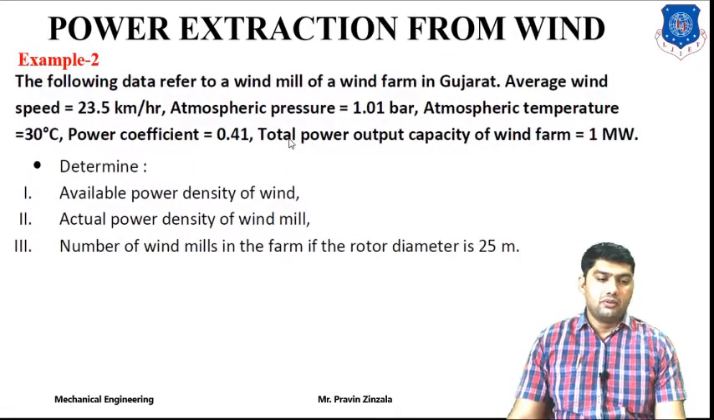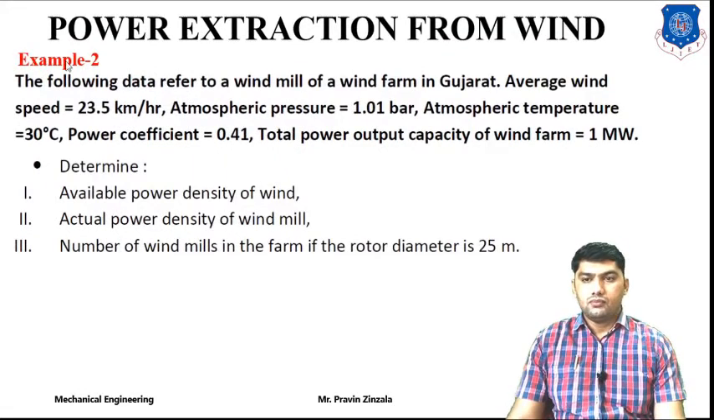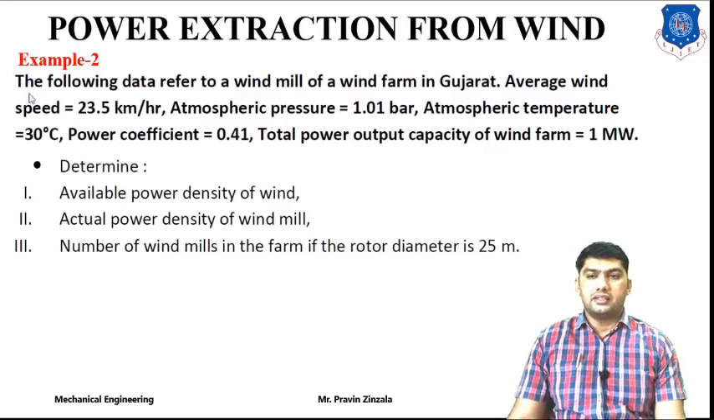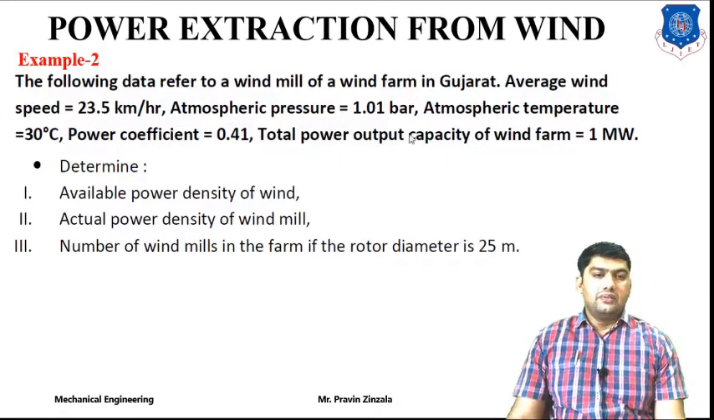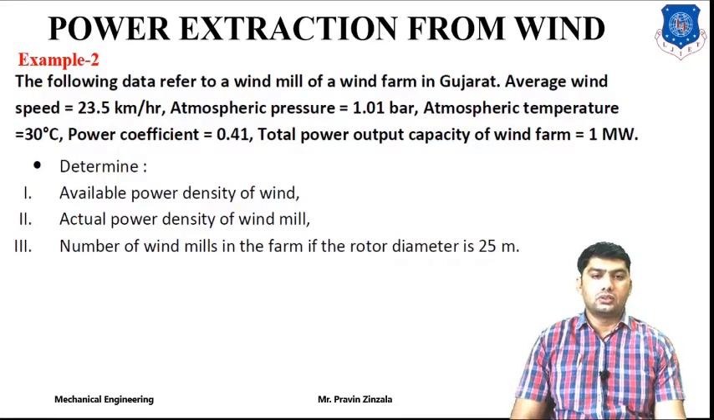Second example from wind turbine. The given data for the second example is the following data refer to a windmill of a wind farm in Gujarat. In all the wind examples, you also have to remember the equations of wind, such as the power, maximum power obtainable, power, reasonable power, power density, torque, maximum torque, axial thrust and maximum axial thrust, and drag and lift force. So you have to remember all these equations.